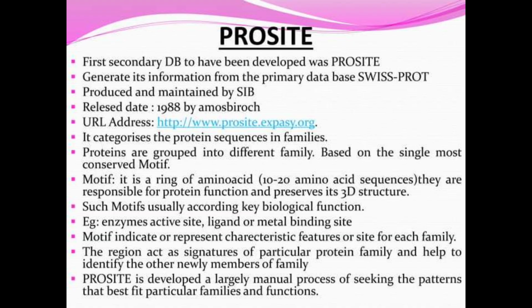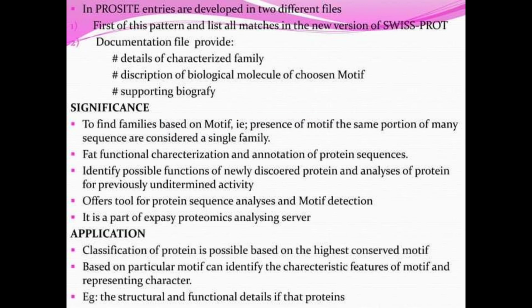Such motifs can be easily identified. They are responsible for the biological functions. They are found in enzyme active sites, ligand or metal binding sites, which can be identified by this method. So they are called signature sequences of the protein family. We can identify such motif signature sequences by using this database, PROSITE. PROSITE is developed largely by a manual process, seeking the pattern that best fits a particular family and function.